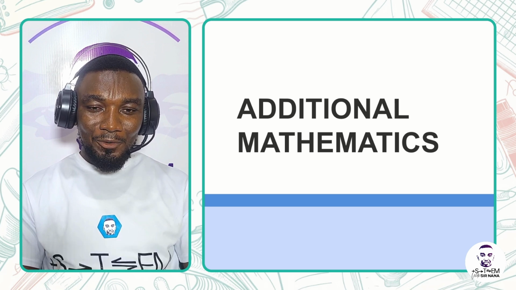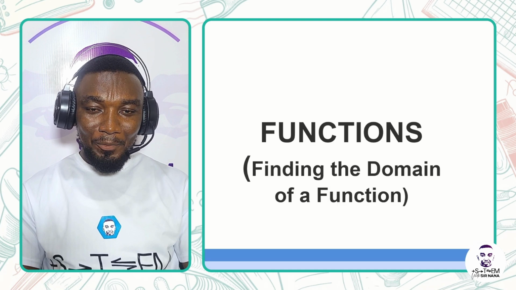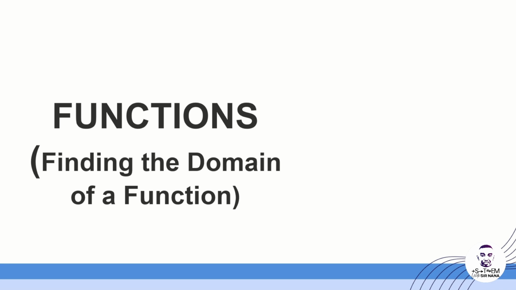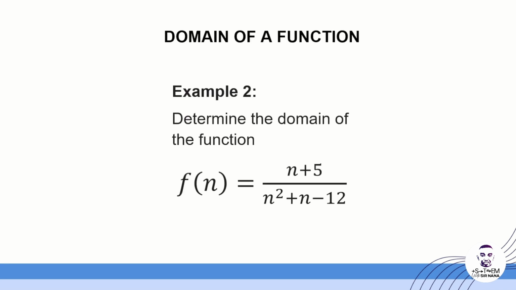In this lesson, we want to continue and look at another example on how we can find the domain of a function. So let's consider this example. We are to find the domain of the function, and the function given is f of n is equal to n plus 5 all over n squared plus n minus 12.